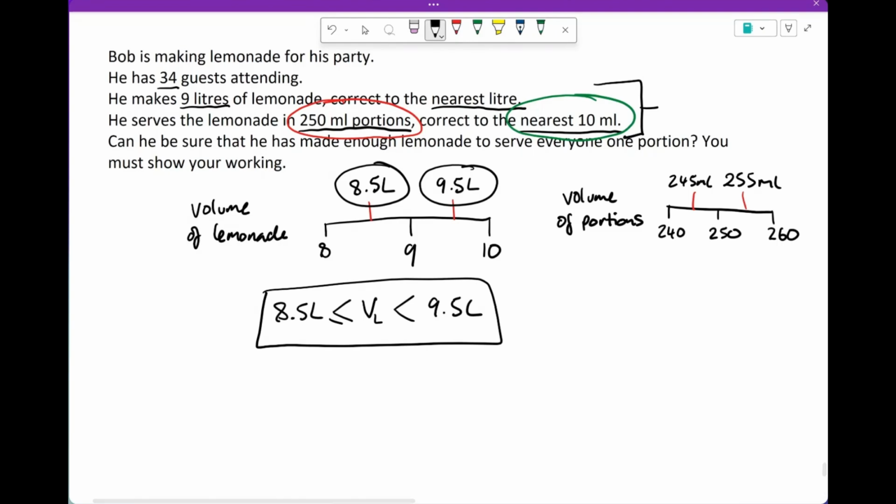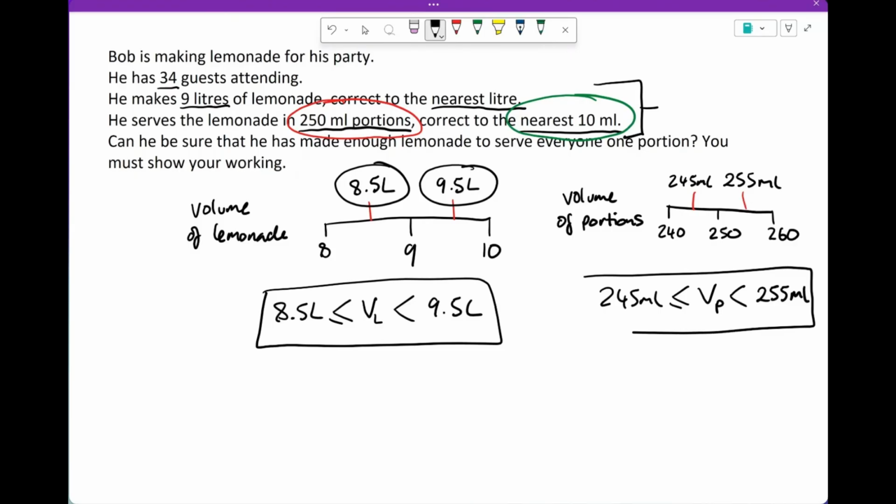So let's write our error interval, and once again, these numbers haven't been assigned a specific letter, so I'm going to call it V, the volume, but this time it's the volume of a portion, like that. So I write VP. When our upper bound 255 milliliters goes over here, when the lower bound 245 milliliters goes over here, and we'd have the same inequality symbols as for our other error interval, like this. Okay, so we got the error interval for the volume of the portion.